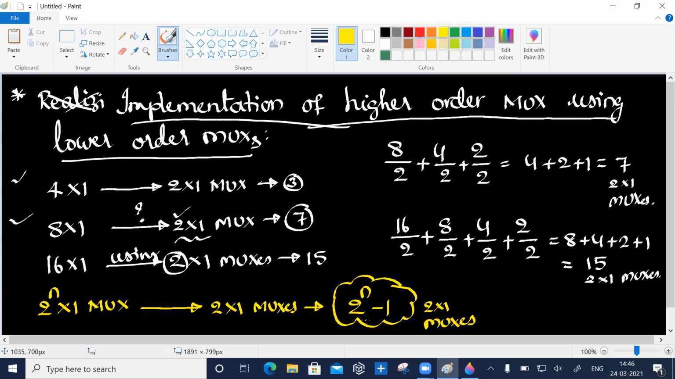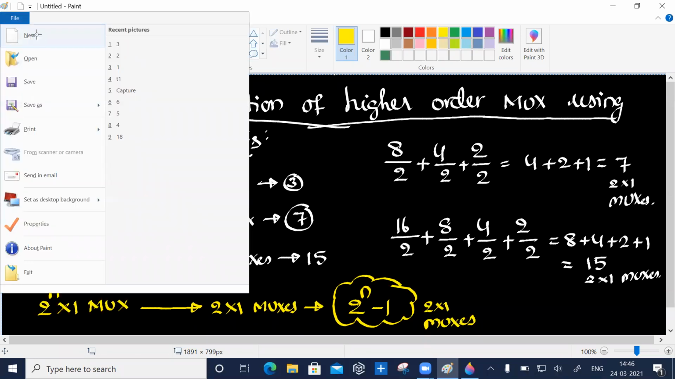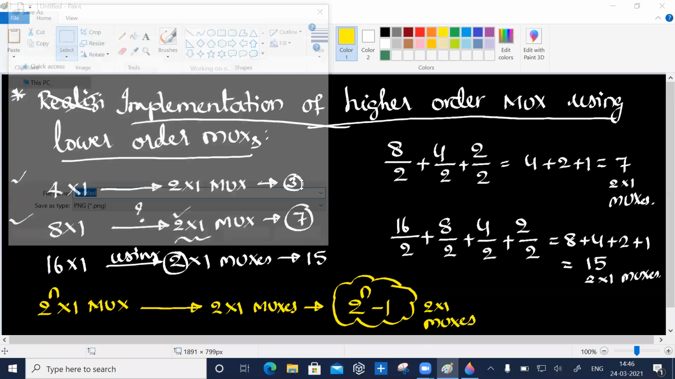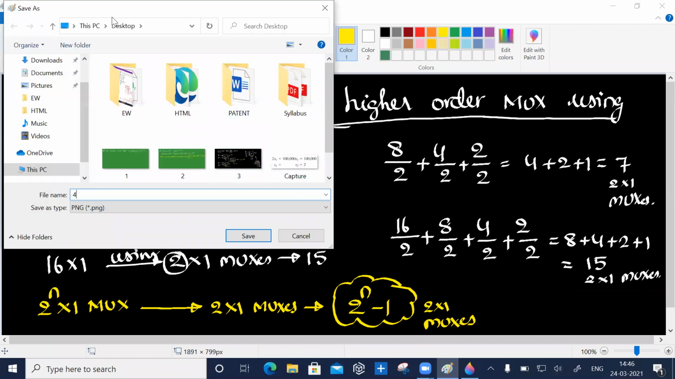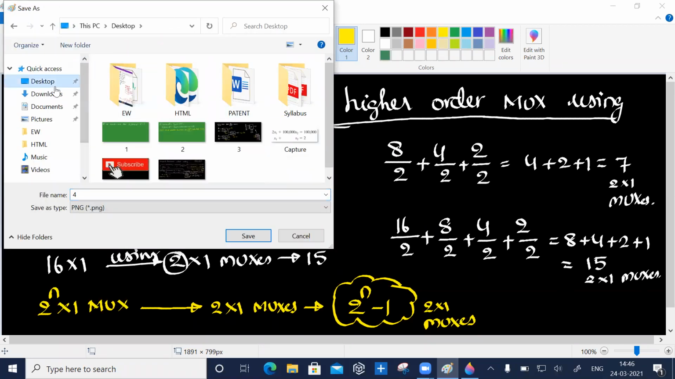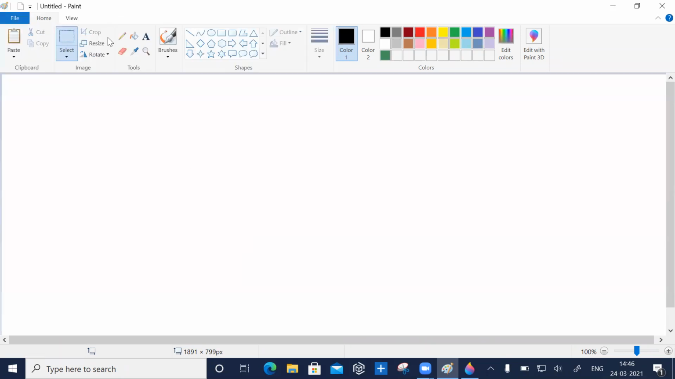Similarly, I may ask you like this. Can you realize a 16 by 1 mux using 4 by 1 muxes? Or how many 4 by 1 muxes do we require to implement a 16 by 1 mux? What is the answer? 5, sir. 5 4 by 1 muxes. Very good. The correct answer is 5. So that's it here. This is no big deal. You can do this.